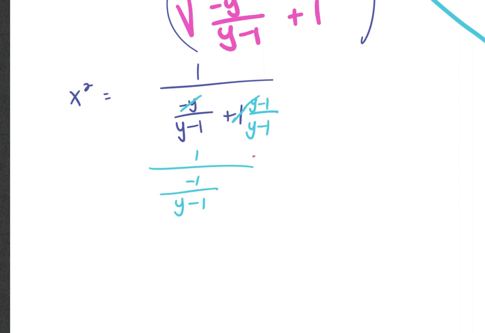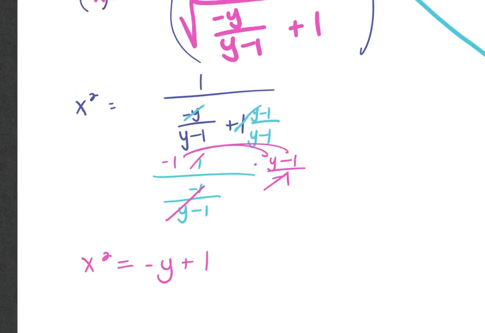And then keep change flip. Y minus 1 over negative 1. So x squared equals, this would be negative 1 times y times negative 1, or negative y plus 1. So then they both have the same denominator. So I did negative y plus y minus 1 all over y minus 1, and the negative y and the positive y canceled out.